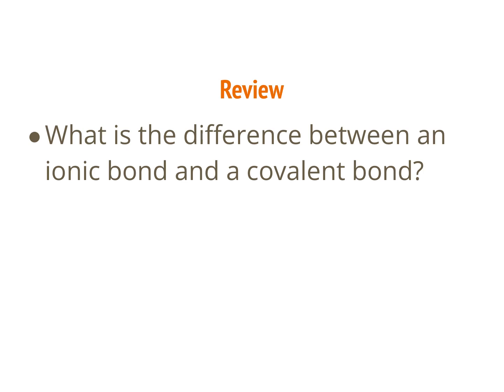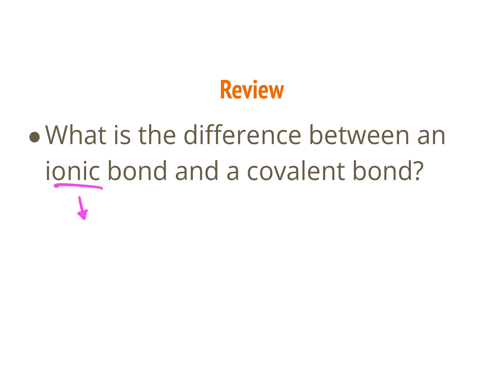So today we're going to review our two main types of bonds, ionic and covalent bonds, and then we're really going to focus on covalent bonds and two different types of covalent bonds, which are polar or nonpolar. So I want to start with the question, what is the difference between an ionic bond and a covalent bond? And when I ask what's the difference, it's really what are the electrons doing that's different?